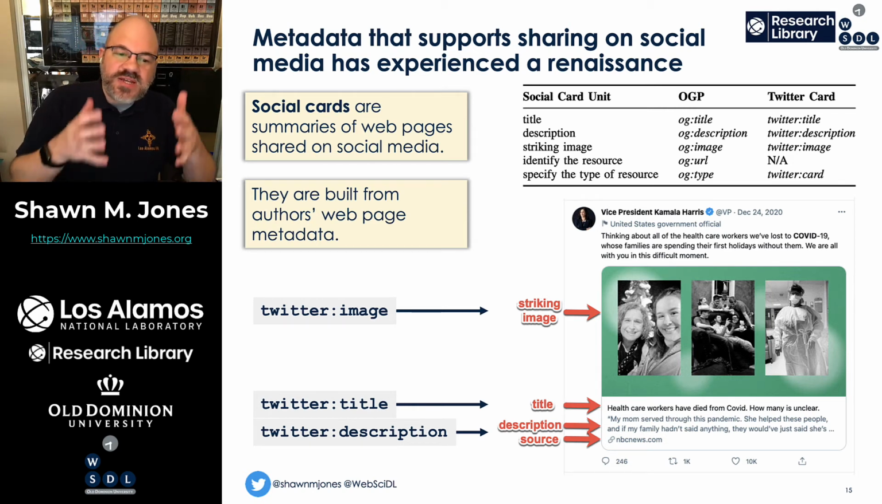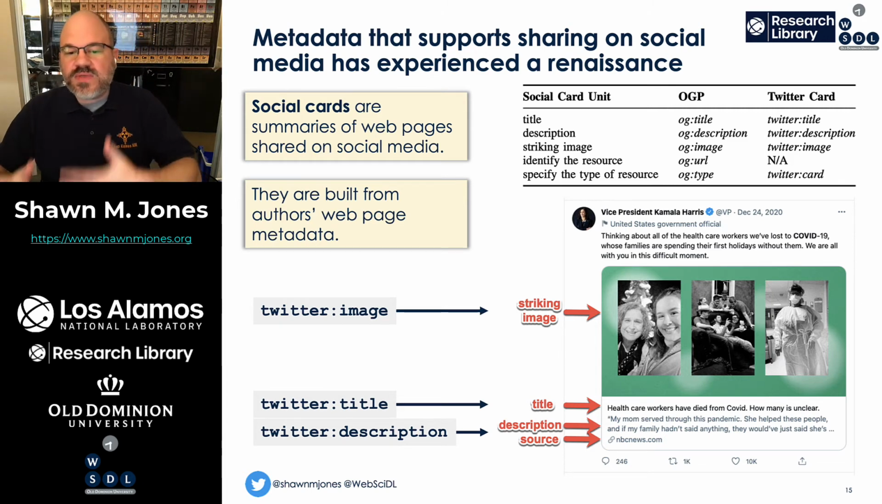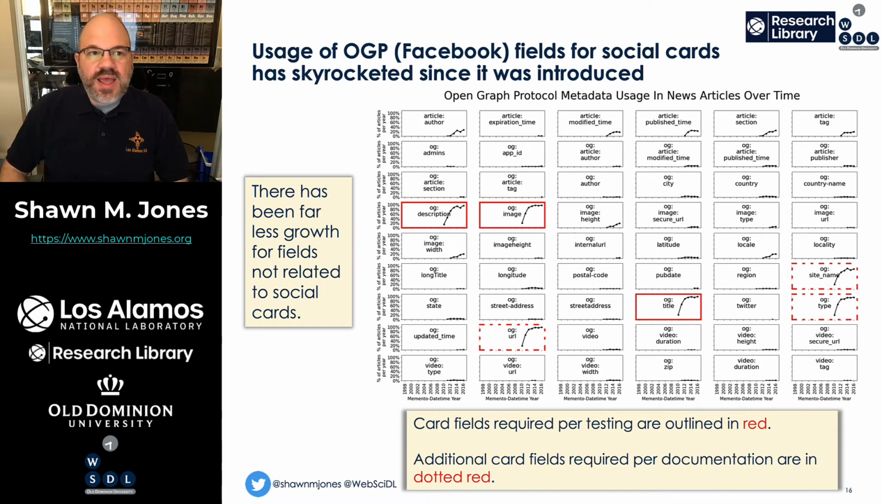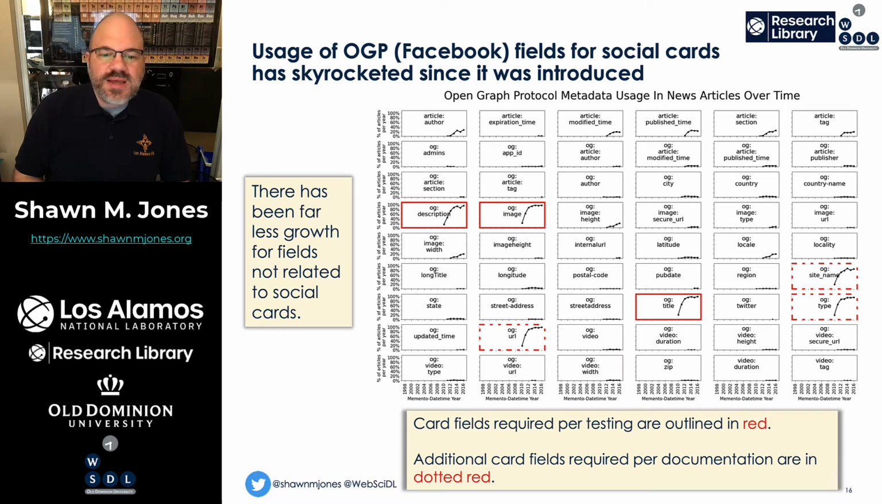And they specified Twitter:title. And in that field, they specified the title that would appear on this card. And the same thing for Twitter:description, which indicates what description should show up when someone like Kamala Harris shares this particular article. And Facebook has its own standard called Open Graph Protocol, shortened to OGP. And usage of OGP fields for social cards has skyrocketed since it was introduced in 2010.